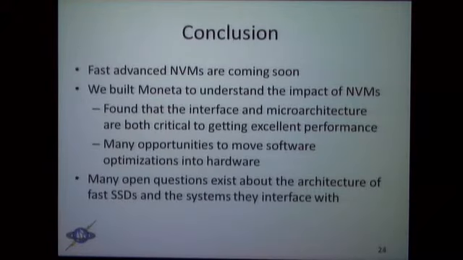So in conclusion, these very fast emerging non-volatile memories are coming very soon. And we built Moneta to help us understand what impact they'll have on our systems. And we found that optimizing your hardware and software interface is very important for getting the best performance out of these systems. But there are also a lot of other opportunities where we can move optimizations that we have in software down into the hardware to try and get rid of some of those software overheads that I was talking about. But there are also a lot of open questions that still exist about what the architecture should look like, what the non-volatile memories are going to look like, and how we can optimize our systems to work best with these very fast technologies. So thank you, and I'll be happy to take any questions.